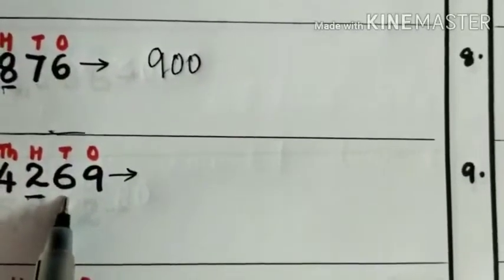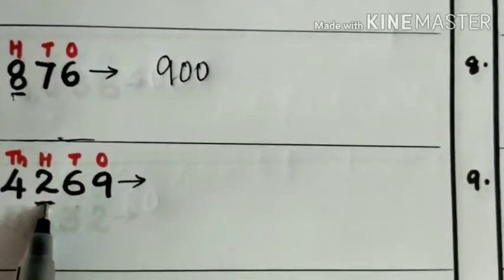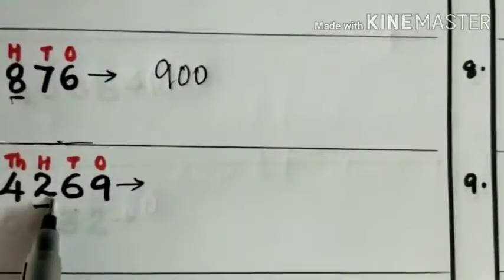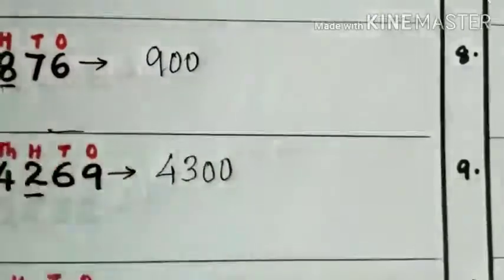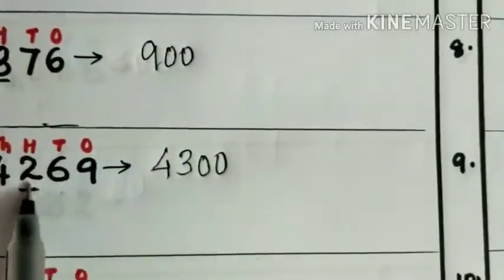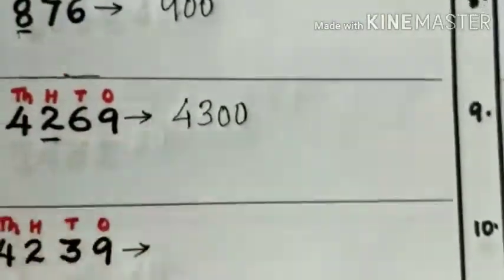4269. Underline the hundreds place digit. Ones, tens, hundreds. 2. 2 is the hundreds place digit. Next digit, tens place digit 6. 6 is greater than 5. So 2 will change and become 3. 4300. 269 is near 300.